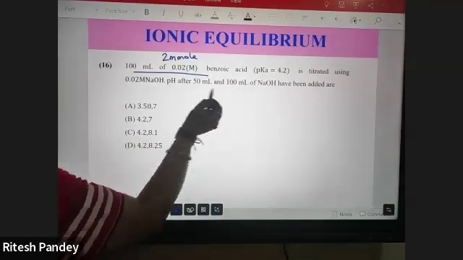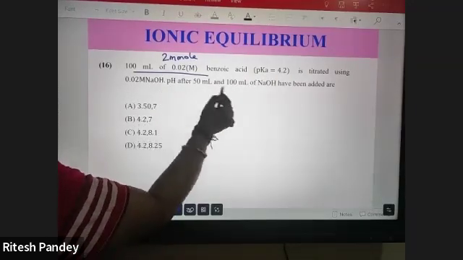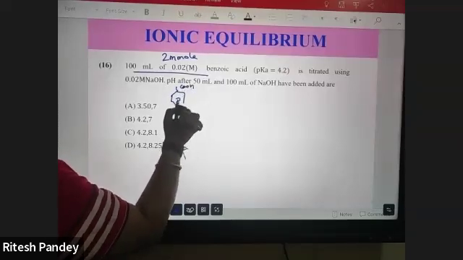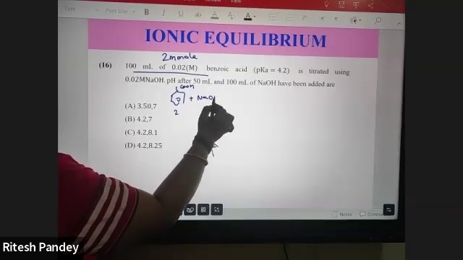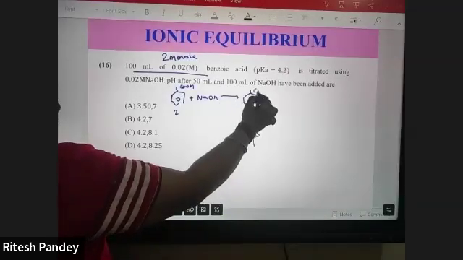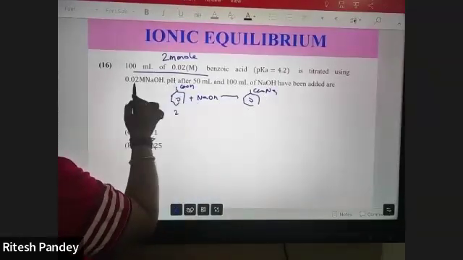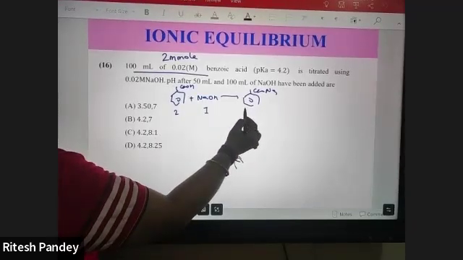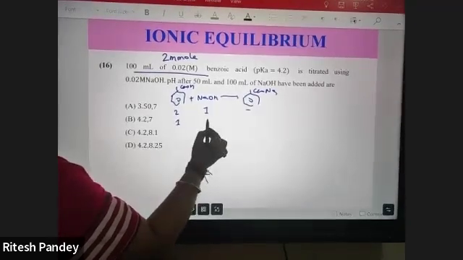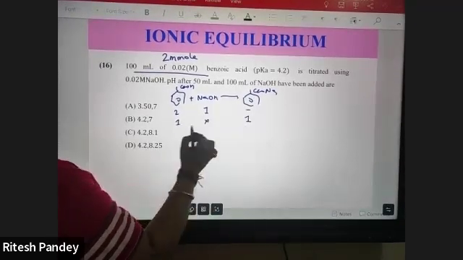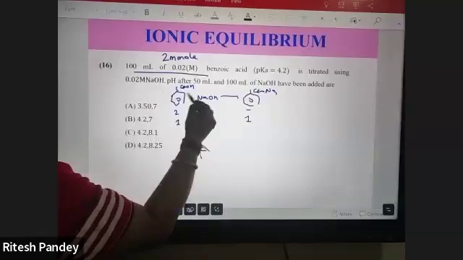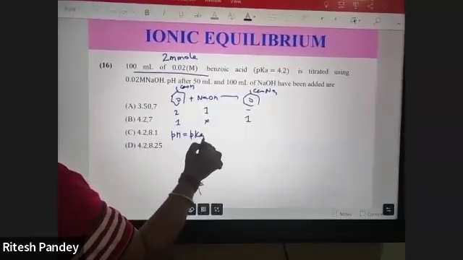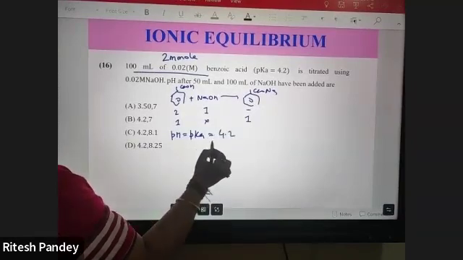This is 2 millimole, pKa is 4.2, titrated with 0.02 molar NaOH. How much will the pH be on adding 50 ml of NaOH? This is benzoic acid, which is your 2 millimole. When NaOH is added, it forms sodium benzoate. Naturally, 50 ml of 0.02 molar means 1 millimole. So when 1 millimole was added, 1 millimole of the acid is left, this is finished, and 1 millimole is formed. So which is as good as weak acid, salt with a strong base. It's going to be a buffer. pH is equal to pKa, which is 4.2.